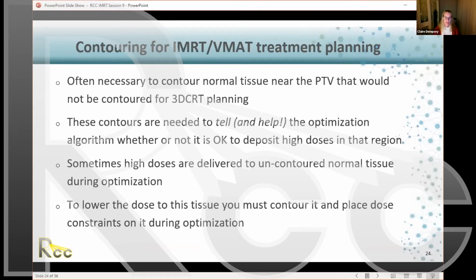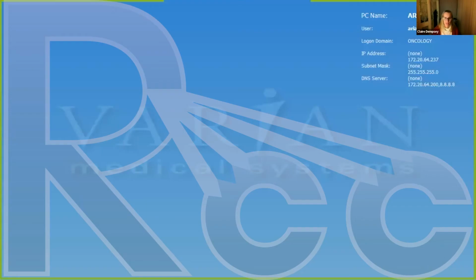So the algorithm will assume often that if something isn't contoured, you don't mind whether there's high dose in that region or not. So creating contours and contouring everything is really important for IMRT and VMAT planning, because sometimes high doses can be delivered to uncontoured normal tissue during optimization. So in order to lower the dose to all of the normal tissue surrounding our target, we have to contour it.